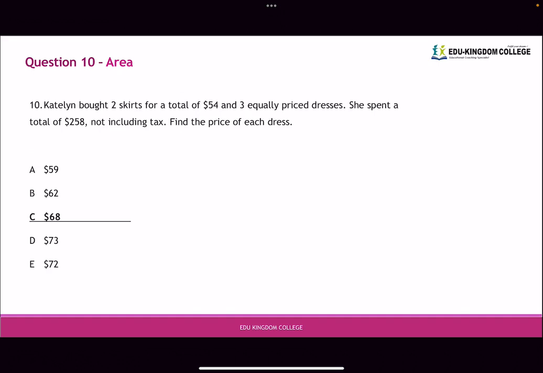Now, Caitlin bought 2 skirts for a total of $54 and 3 equally priced dresses. So that's a total of $258. Find the price of each dress. So 2 skirts together is 108. 258 minus 108 equals 150. No, something's wrong there. She spent a total of $258, not including... Oh, sorry. For a total of 54. So 254, not including the 3 dresses.